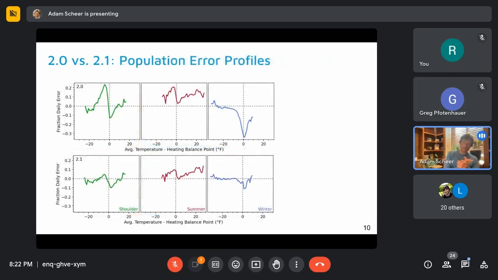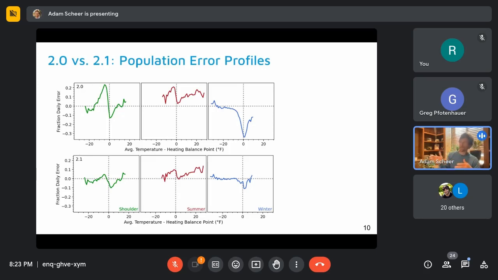This is another plot that should look familiar to folks. The top plot again is the CalTrack 2.0. Bottom plot is 2.1. The x-axis here is the difference between the average daily temperature and the heating balance point temperature. These are all gas meters. And we're looking at shoulder on the left, summer in the middle, winter on the right. And those top three panels show the error profile of the CalTrack 2.0 model.